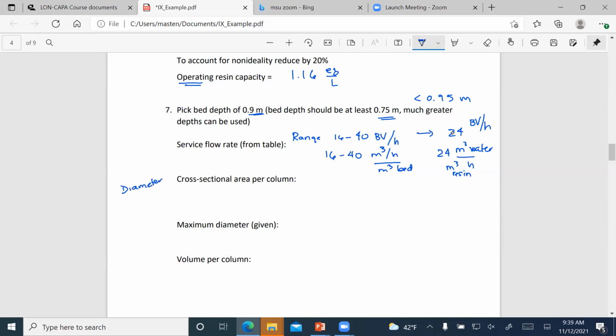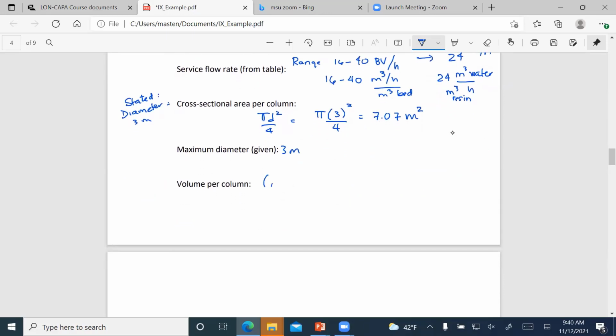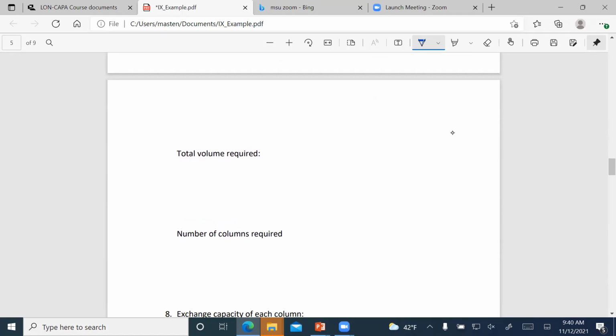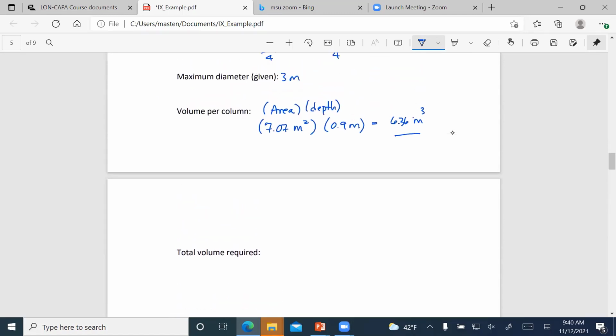We said that we had a diameter of 3 meters, so that was stated. So the cross-sectional area, pi d squared over 4, is just pi 3 squared over 4, or 7.07 meters squared. Okay, and that was given. The volume of the column is just the area times the depth. And so this is 7.07 meters squared. We said we were using a column that was 0.9 meters deep, and that is 6.36 meters cubed. So this is our volume per column.